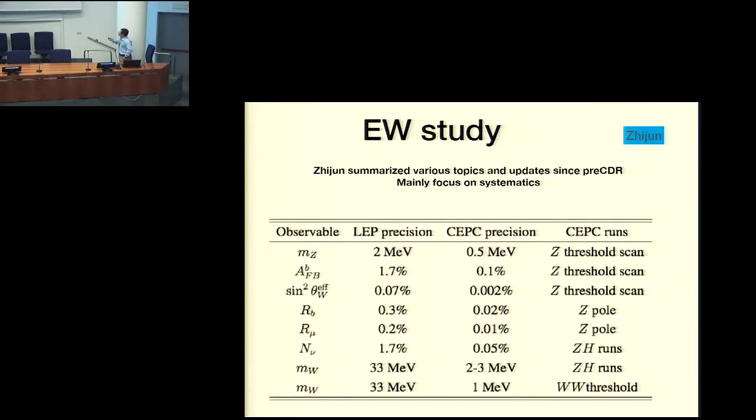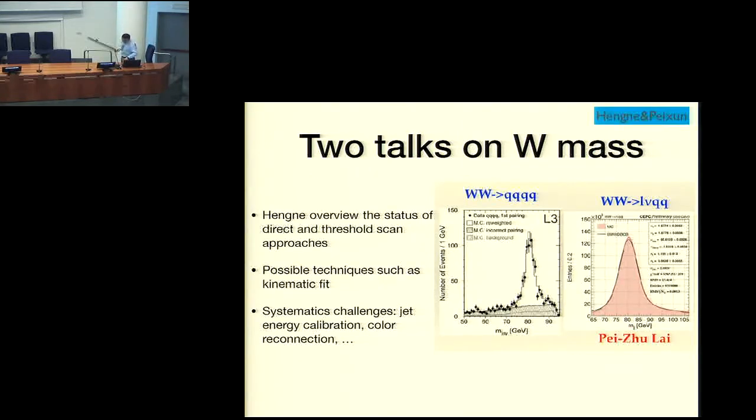This is the electroweak study besides the Higgs. The summary is by Zhijun. There are a lot of topics, and the current precision is at CPC. And we also have 2 talks on the W mass measurement. Hena gave an overview talk on the status of the direct method and the threshold scan method to measure the W mass.